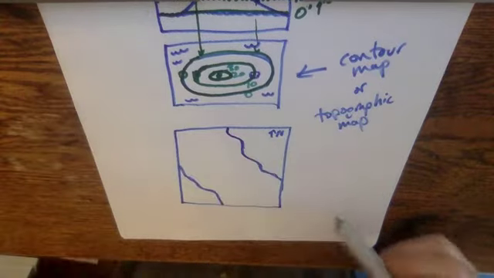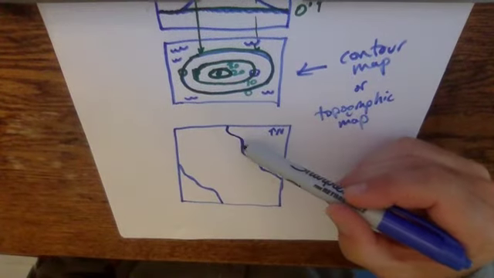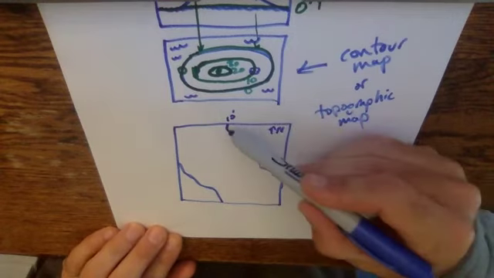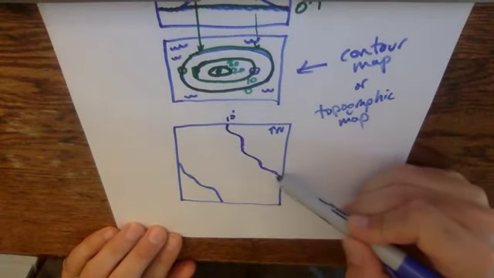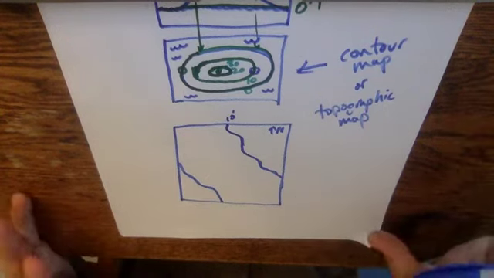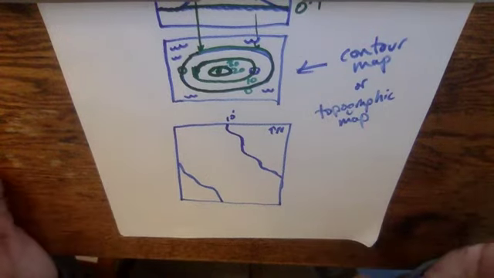Is it possible that you could be walking along a map at, let's say, 10 feet above sea level, and then all of a sudden it stops? There is nowhere to go that is 10 feet above sea level. Is that possible?